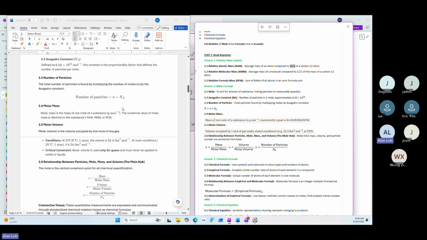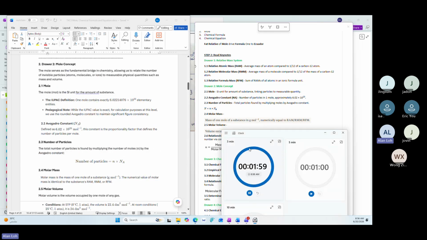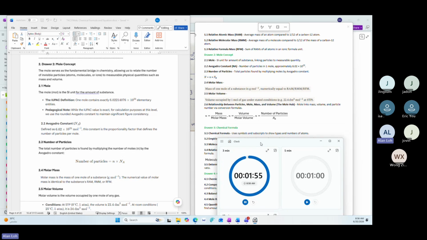So let's go to drawer 2. I'll give you 2 minutes as well. Let's start now. This one has many definitions. It's new terms, new definitions.